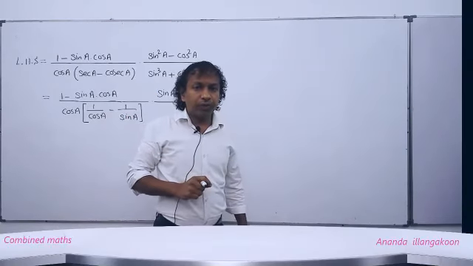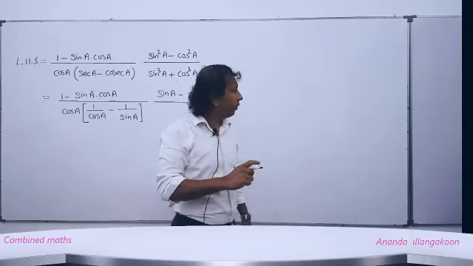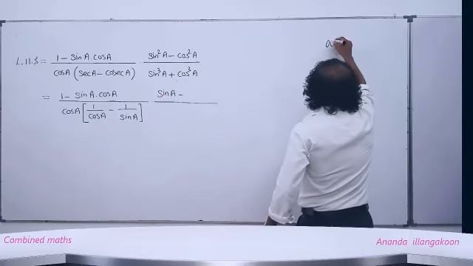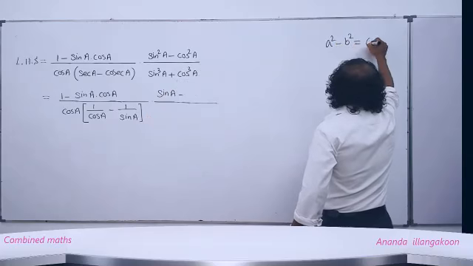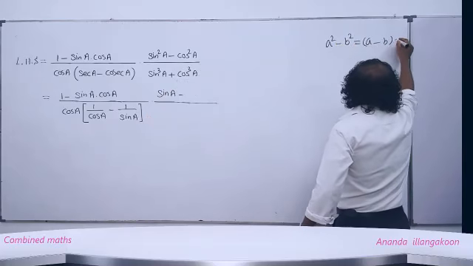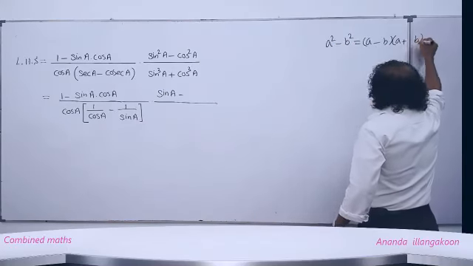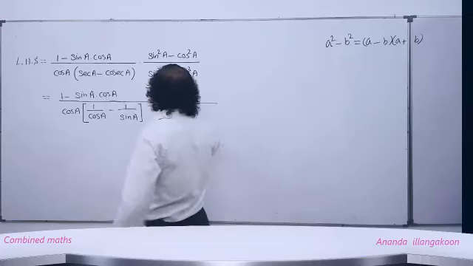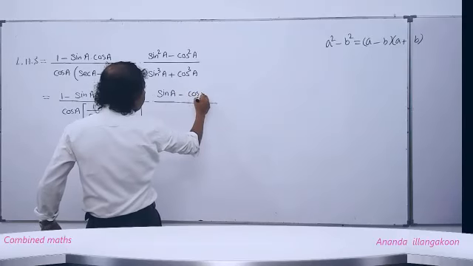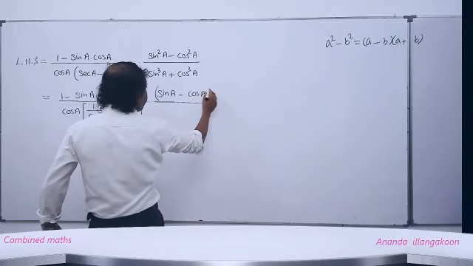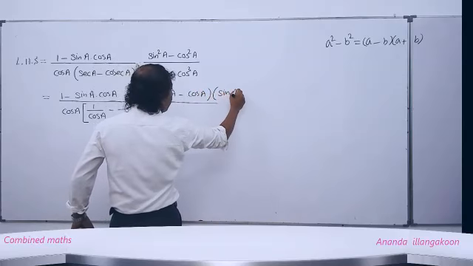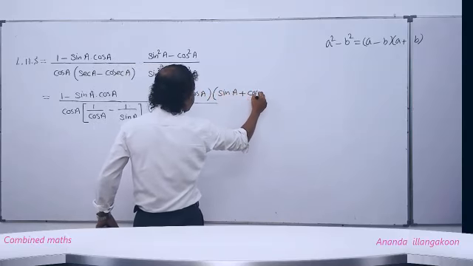What are the factors, people? A squared minus B squared factors are A minus B into A plus B, right? So this is therefore sin A minus cos A times sin A plus cos A.